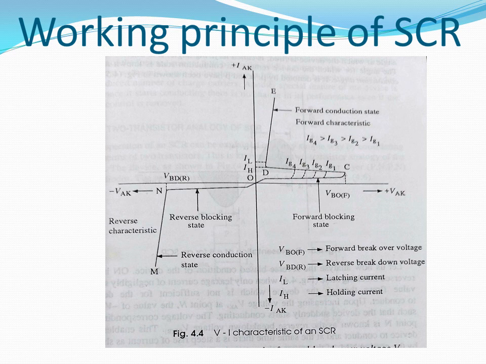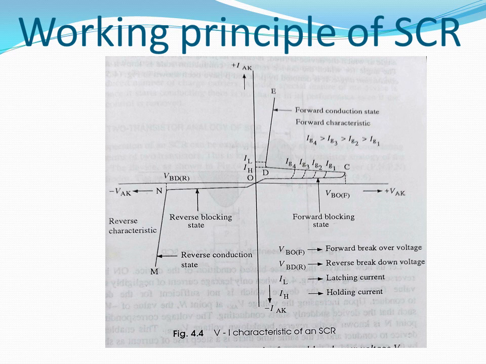Here the different states are marked on this VI characteristics. The anode cathode voltage and corresponding current are shown. Voltage is taken on the x axis and current is taken on the y axis. You can see here the characteristics are coming under first and third quadrant only. The SCR always conducts in the first quadrant only.